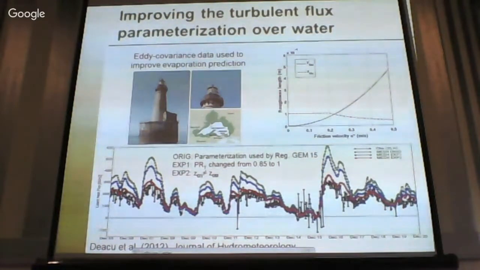So we improved the surface roughness parameterization that we use for heat fluxes, and I won't go too much into the details, but we used a different parameterization for momentum and heat fluxes that allowed us to reduce the evaporation rate to that red line much closer to the observation.